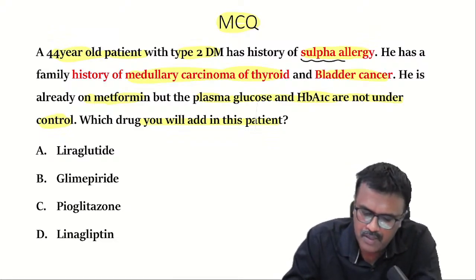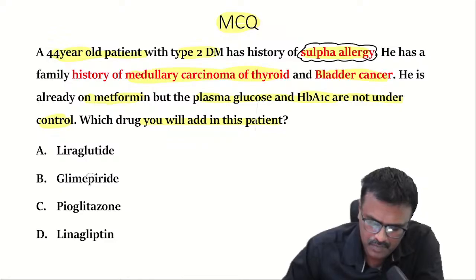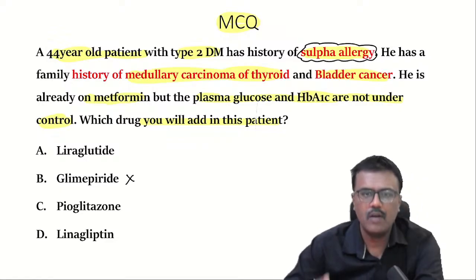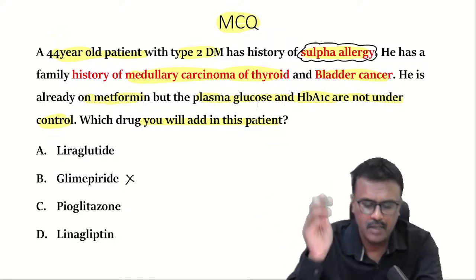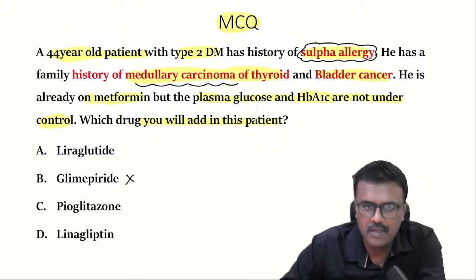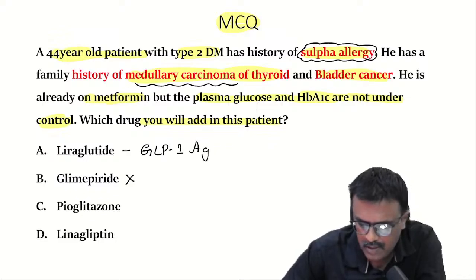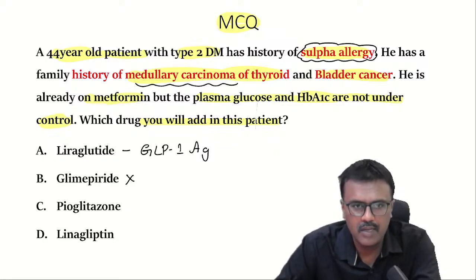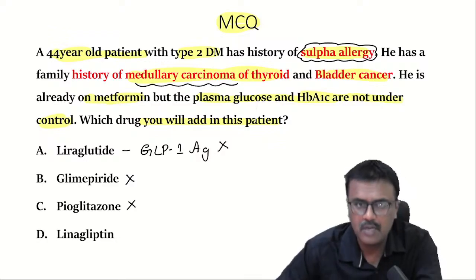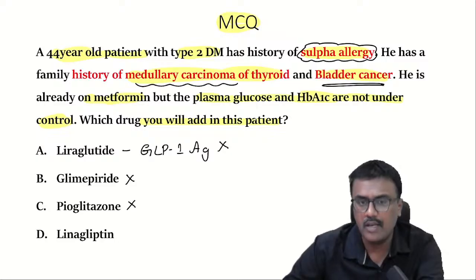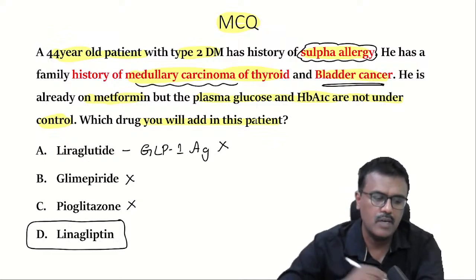So sulfa allergy, the patient is diabetic but has sulfa allergy. So which drugs can I not give? Glimepiride I cannot give, because they're all sulfonylureas. So already the patient is allergic, I can't give. Now, history of medullary carcinoma of thyroid is there. So liraglutide is a GLP-1 agonist, and these are also known to increase the risk of medullary carcinoma of thyroid. This is also ruled out. Now, pioglitazone I cannot add because there are reports that pioglitazone increases the risk of bladder cancer. I cannot give. So what I can add to this patient is linagliptin. That is what I can add.